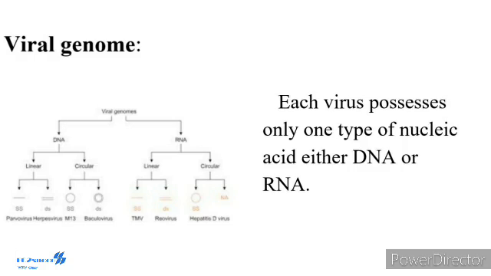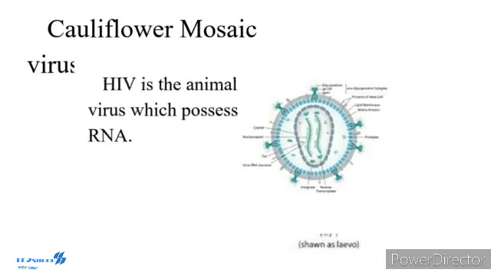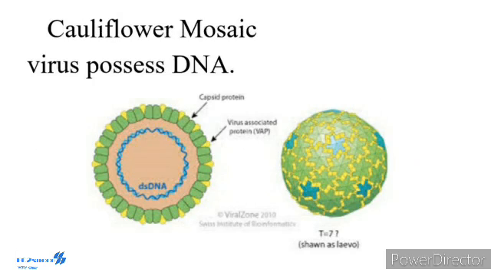The majority of animal and bacterial viruses are DNA viruses. HIV is an animal virus which possesses RNA. Plant viruses generally contain RNA. Cauliflower mosaic virus possesses DNA. The nucleic acid may be single stranded or double stranded.